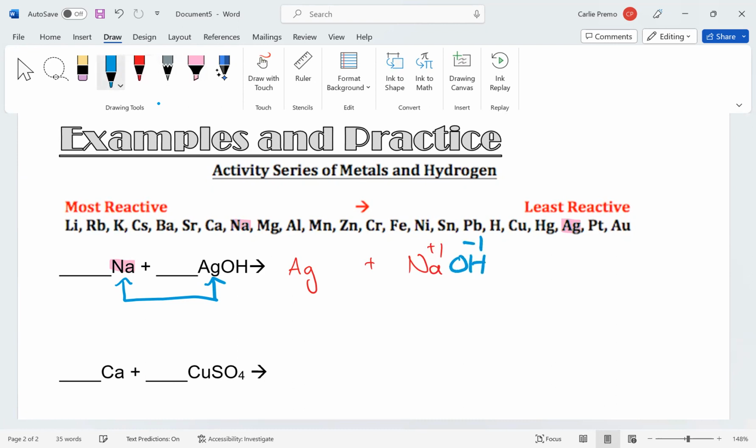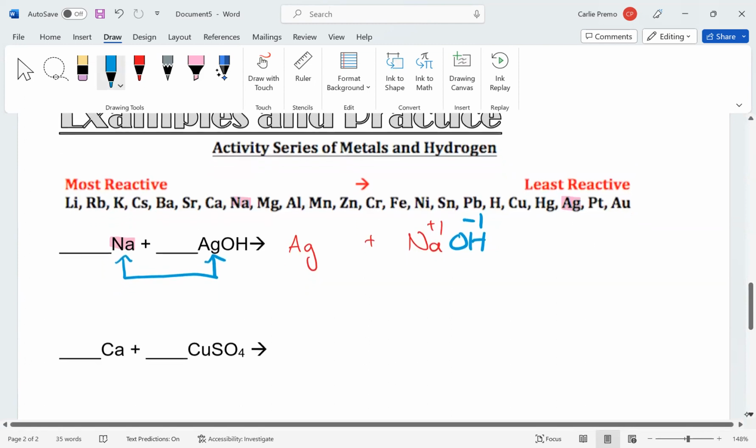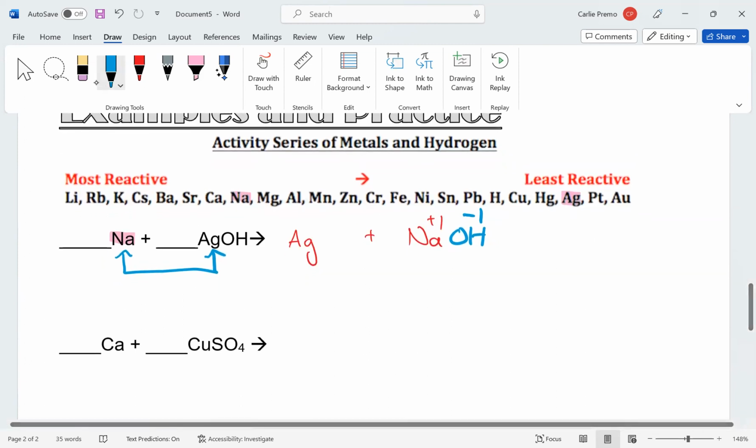Now, again, because it ends up alone for silver, we do not need to care about its charge anymore because it's just by itself. And then Na and OH will make a compound. They're both a 1 charge. This will already be balanced, so we do not need to do anything extra there.